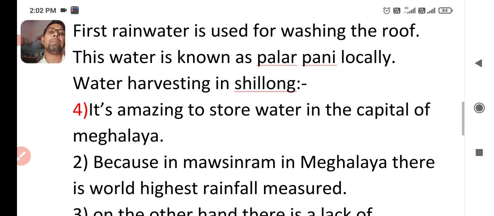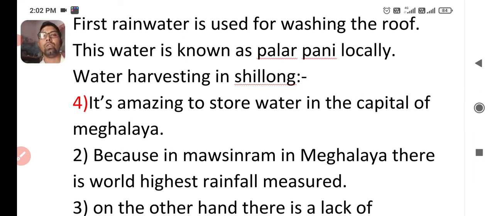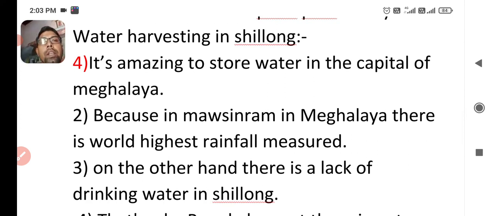And now the next major point, water harvesting in Shillong. Today you learned about 2-3 points and I am going to revise them. You learned why rainwater harvesting. The next point, you learned about the basic different structures of rainwater harvesting in different areas of India. After that, the third point, you learned about rainwater harvesting in the Rajasthan area. And the fourth point of today is rainwater harvesting in Shillong. It's amazing to store water in the capital of Meghalaya, named Shillong.